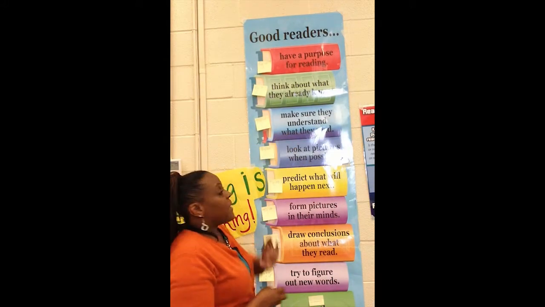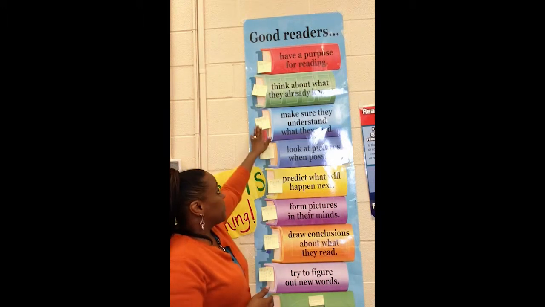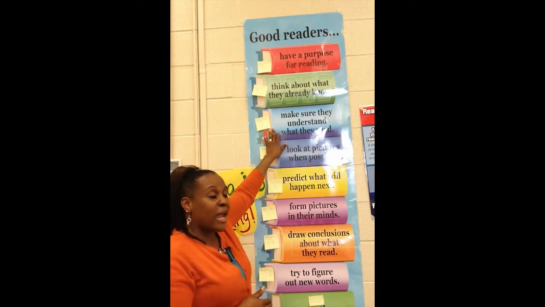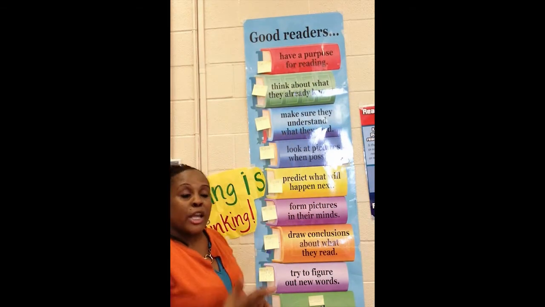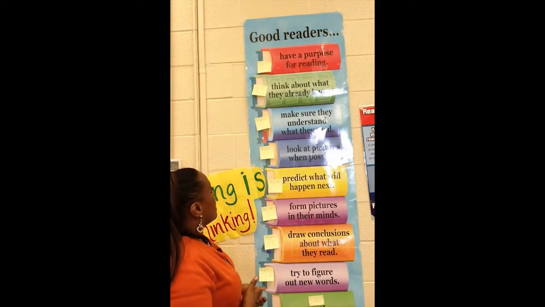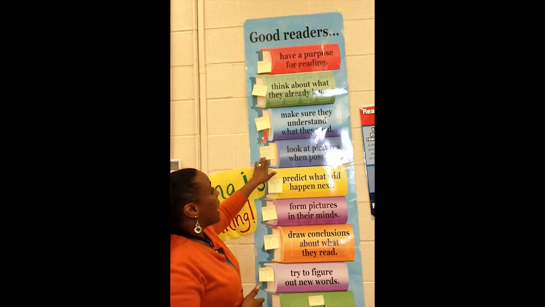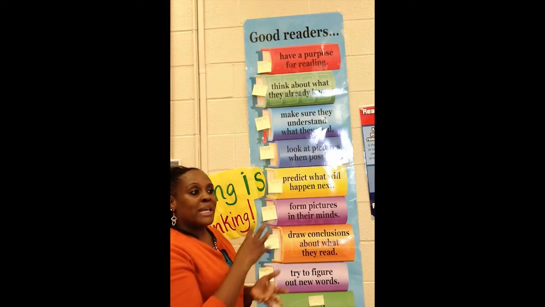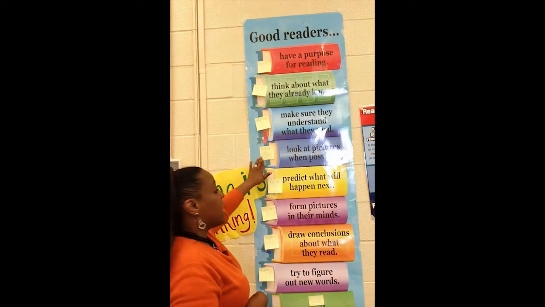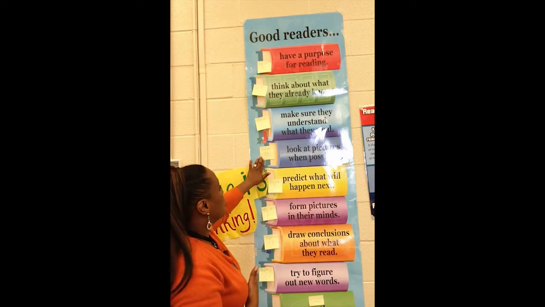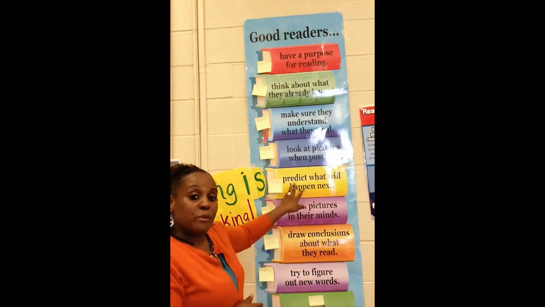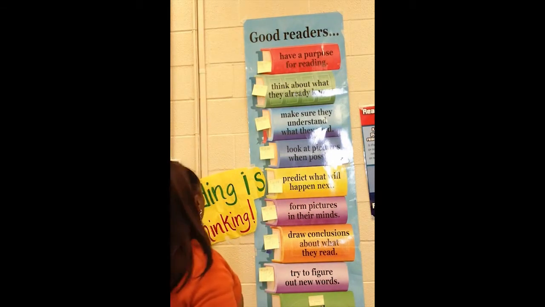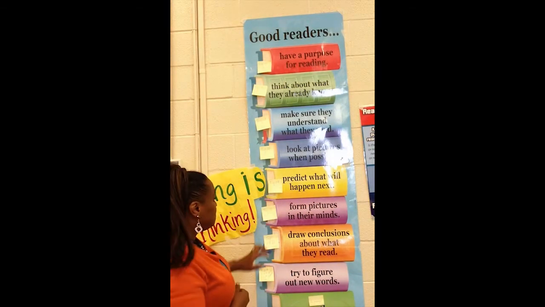Good readers make sure they understand what they read. That's figure 19C, monitor and adjust comprehension. So they make sure they understand because they are actively using strategies. Good readers look at pictures when possible. That's using text structure. So that, again, is figure 19C, monitoring and adjusting comprehension. Good readers predict what will happen next. Prediction is a type of inference, so that's figure 19D.